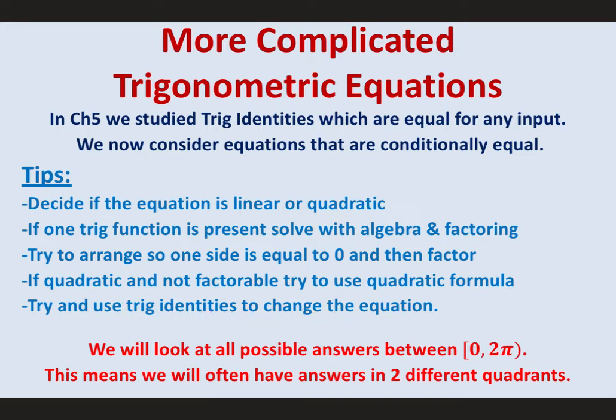Now, trig identities are a thing that can come up. I don't think we'll do any in the video, but we might see one of those on the assignment in class. We will always look for all possible answers between 0 and 2 pi, or 0 and 360. I don't care; you can use radians or degrees. I will most likely use degrees for most of this, but I know radians are acceptable as well. This means we'll often have 2 answers that are in different quadrants.